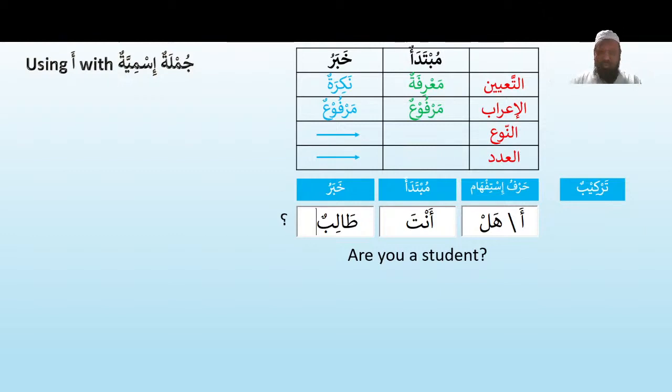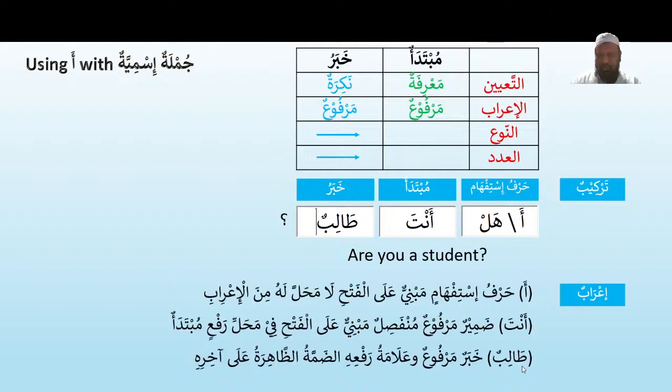هل أنت طالب or أنت طالب? Are you a student? Over here we used الضمير أنت. So هل حرف استفهام مبني على الفتح لا محل له من الإعراب. So when we talk about هل, we say هل حرف استفهام مبني على السكون, because we have a sukun here.